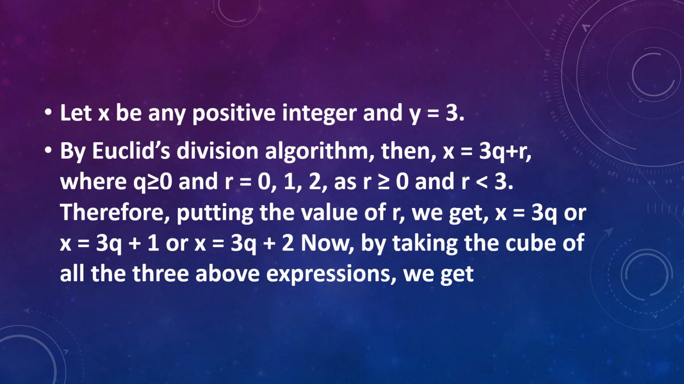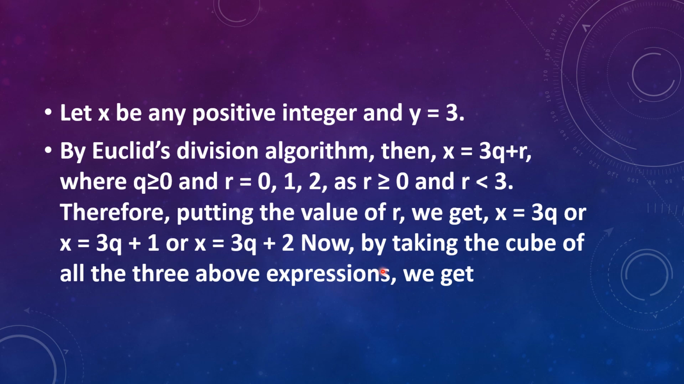By Euclid division algorithm, x equals 3q plus r, where the quotient q is greater than or equal to 0. R takes a value that should be less than the assumed number. So the assumed number here is 3, so the remainder r we are going to take as 0, 1, 2, whereas r is greater than or equal to 0 and r must be less than 3. Therefore, putting the values for r, x equals 3q, x equals 3q plus 1, and x equals 3q plus 2.